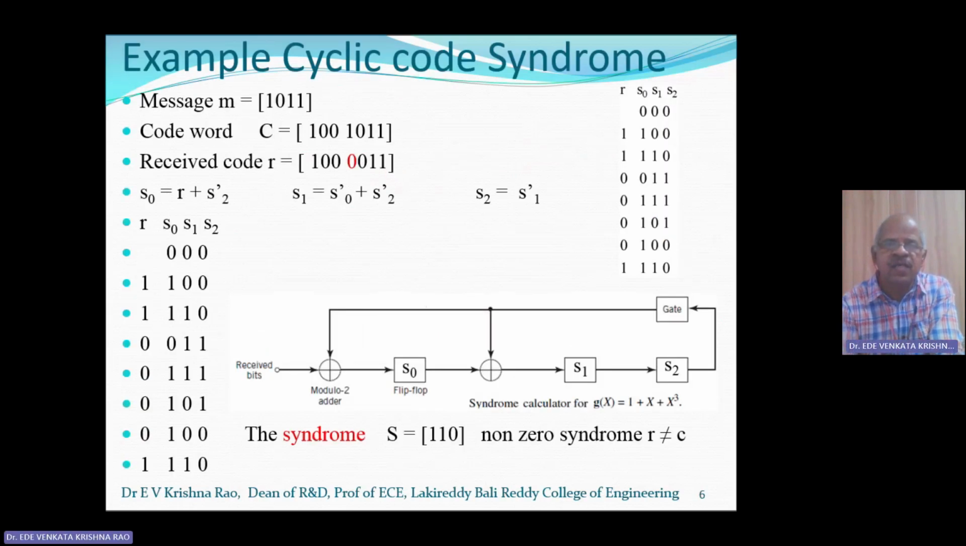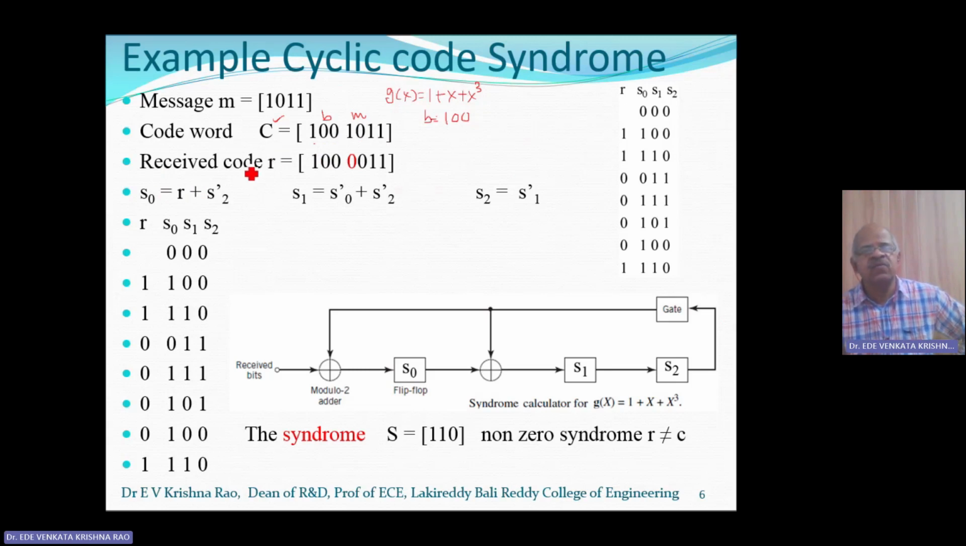So in this calculation, we have taken 1011 as a message bit, and we generated the code word already earlier in the previous example, as g of x has taken 1 plus x cube. We generated the parity bit. The parity bit is 100. So this is the parity bit B and M, the polynomial. So 100, 1011, this is the code word.